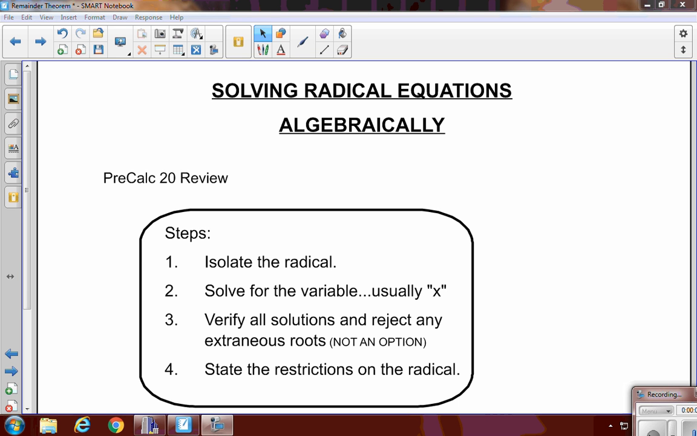We're going to look at solving radical equations algebraically in this lesson. This is a review from Pre-Calculus 20, but it does help us look at how to find an unknown if a radical is involved. So here are the steps you would have looked at last year or in your last course.